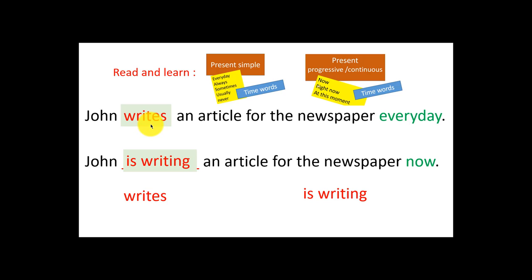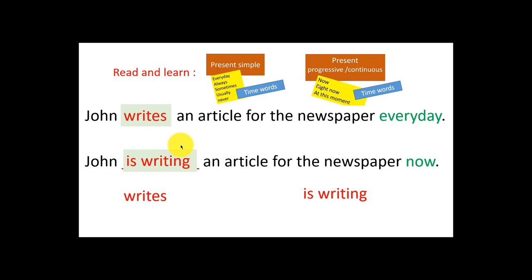And we will say, for example, John writes an article for the newspaper every day. This is called present simple tense. This verb is conjugated in the present simple tense because we have the time word every day. Okay, the verb is to write.